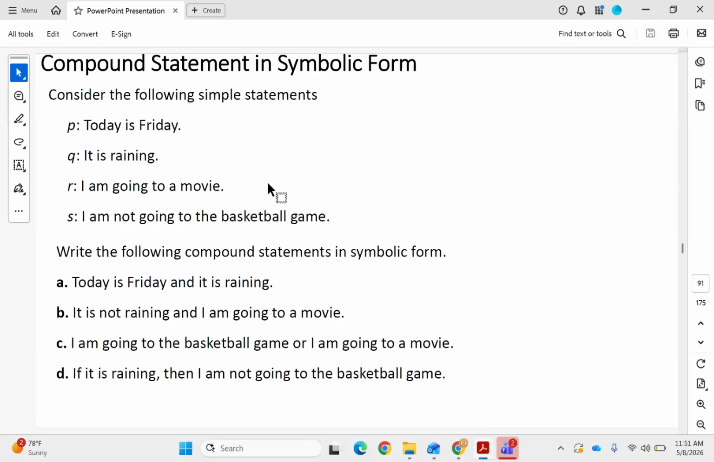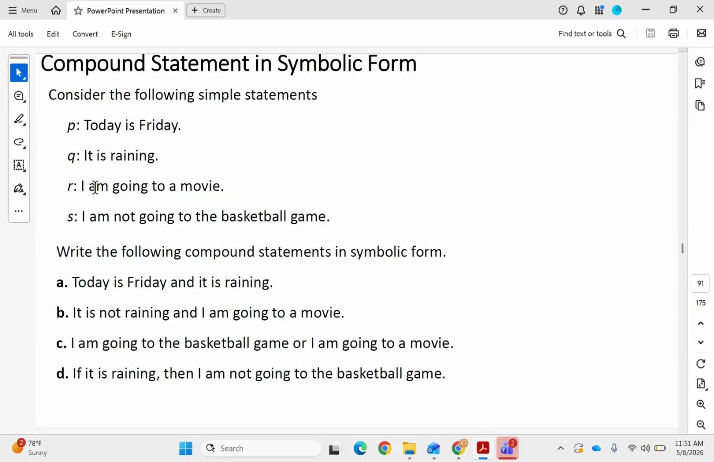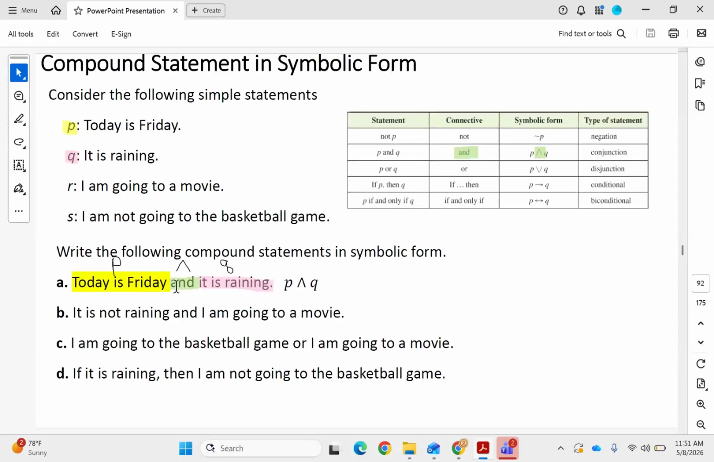Questions for this were related to writing statements in symbols. For example, P represents today is Friday, Q represents it is raining, R represents I'm going to a movie, S represents I'm not going to the basketball game. To write down the statement, today is Friday and it is raining, that's exactly P and also Q. And since we have the and, we put the symbol that represents the and, which is kind of like a triangle. And you do the same thing for every statement.